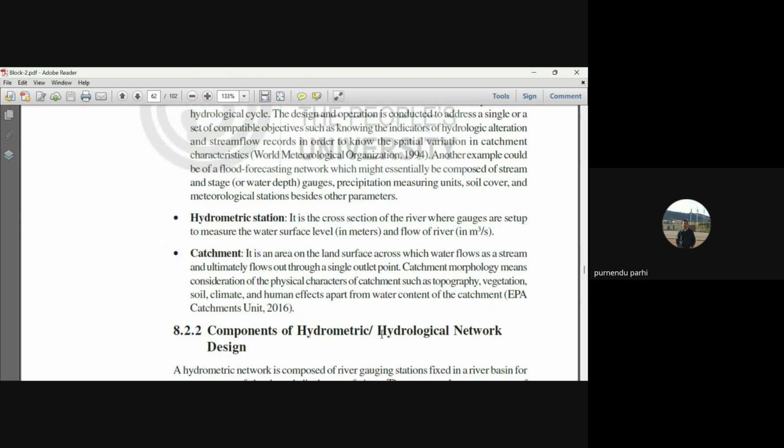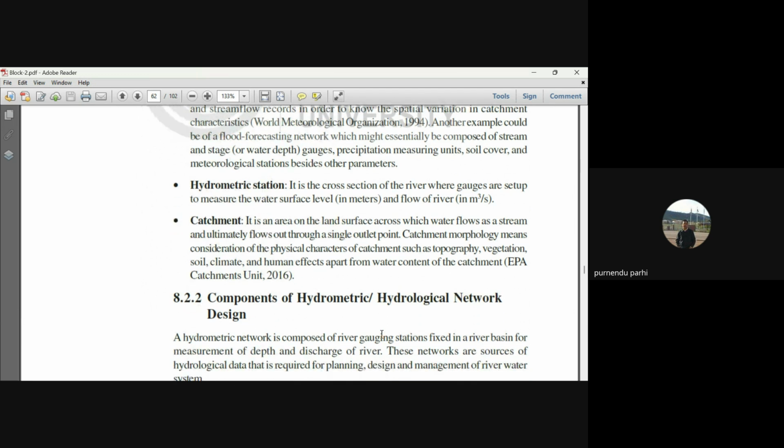Hydrometric station: it is the cross section of the river where gauges are set up to measure the water surface level and flow of the river. And catchment: it is an area on the land surface across which water flows as a stream and ultimately flows out through a single outlet point.